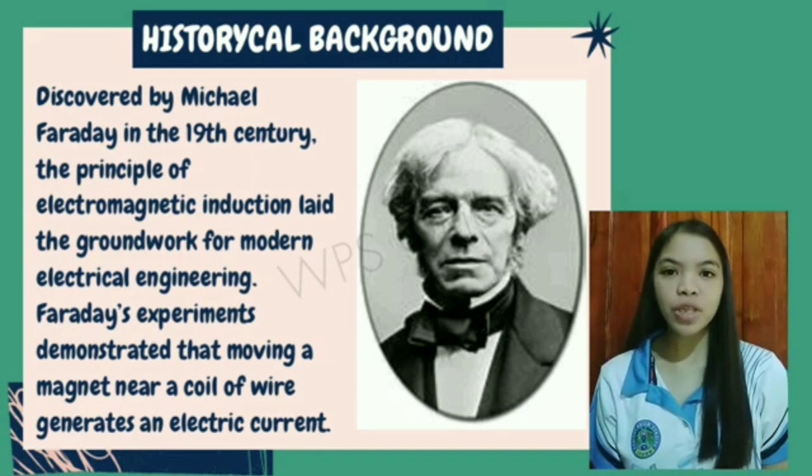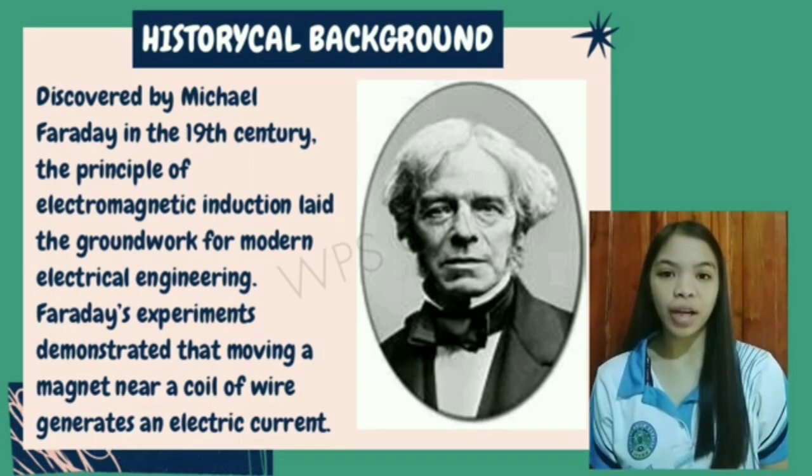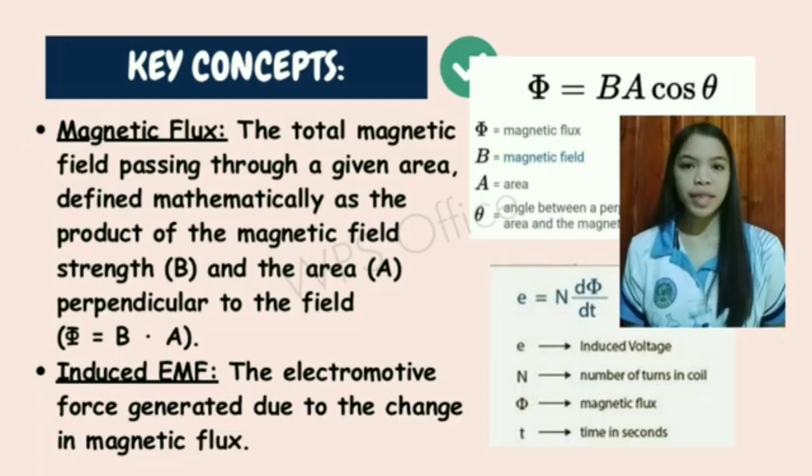Faraday's experiments demonstrated that moving a magnet near a coil of wire generates an electric current. Now let us proceed to key concepts. First is the magnetic flux. The total magnetic field passing through a given area, defined mathematically as the product of the magnetic field strength and the area perpendicular to the field. And second is induced EMF, the electromotive force generated due to the change in magnetic flux.